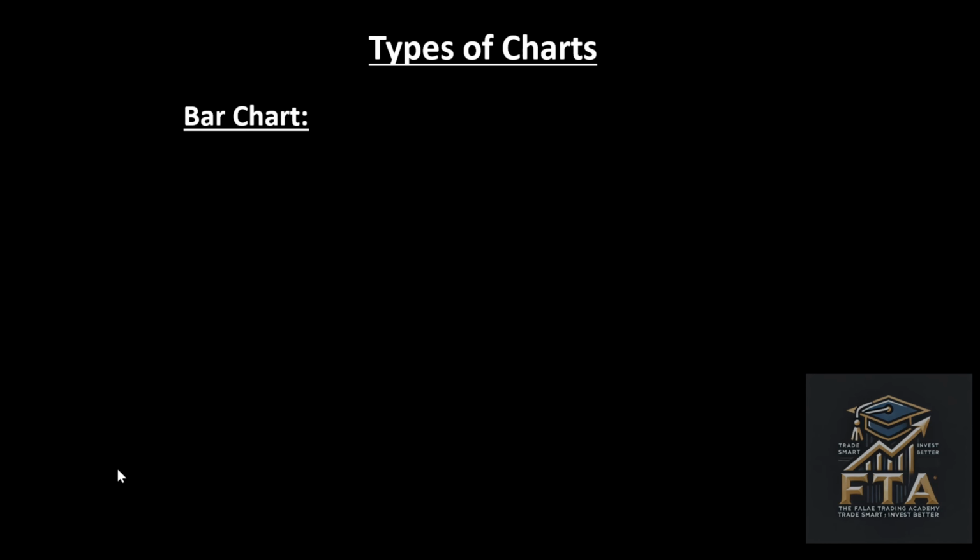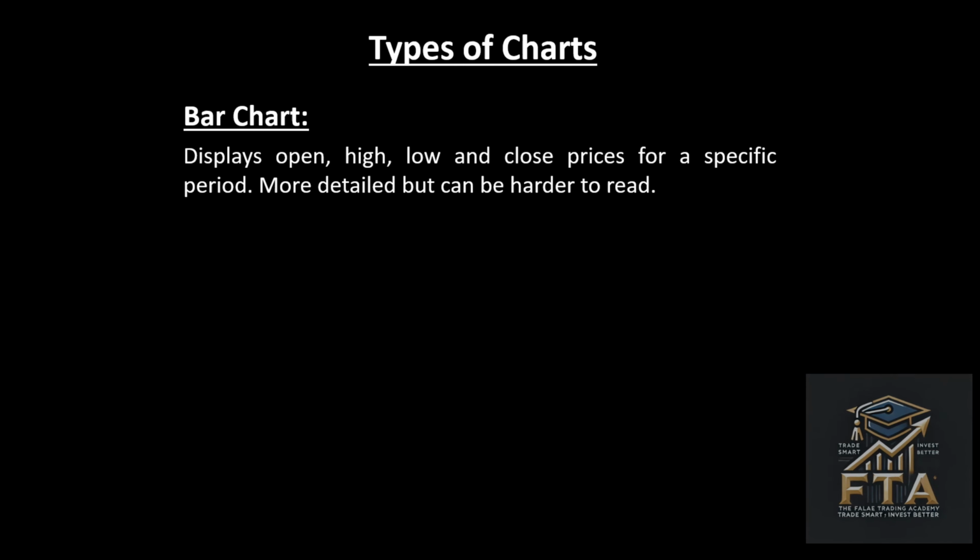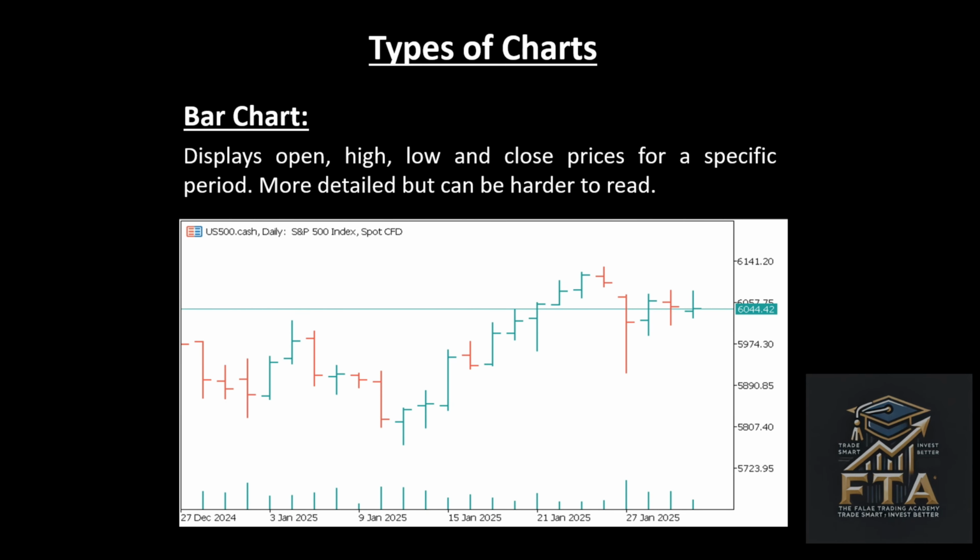Next, we have bar charts. Bar charts display open, high, low, and close prices for a specific period. They're more detailed, but they can be harder to read. And this is how bar charts are displayed. The red ones are bearish and the green ones are bullish.